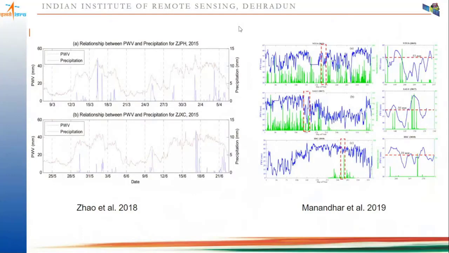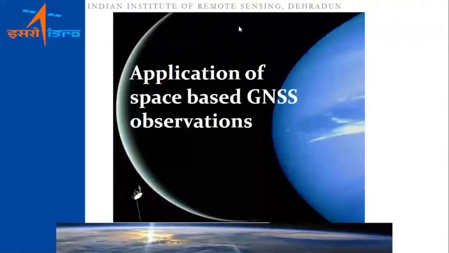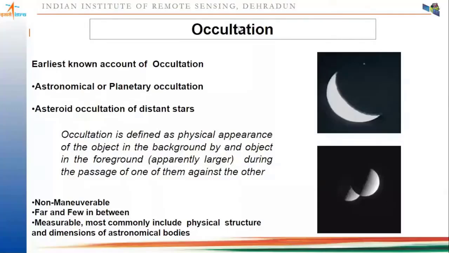Now, if we put a receiver onto a satellite in space, it will continuously move around with the satellite. So first we should know what occultation means. Occultation is the disappearance of an object in the background behind an object in the foreground, during the passage of one of them against the other. So occultation is like a bigger body coming and hiding another body in the background.